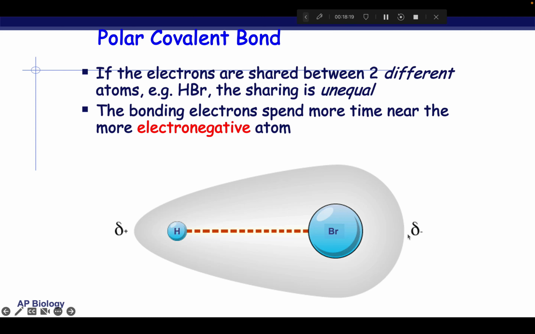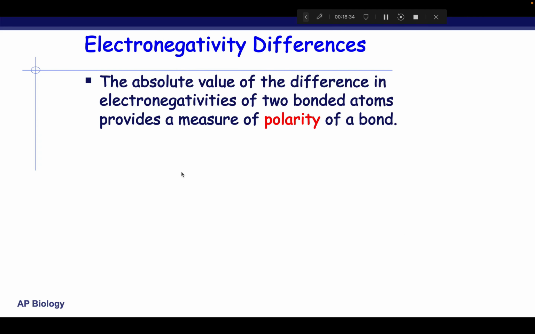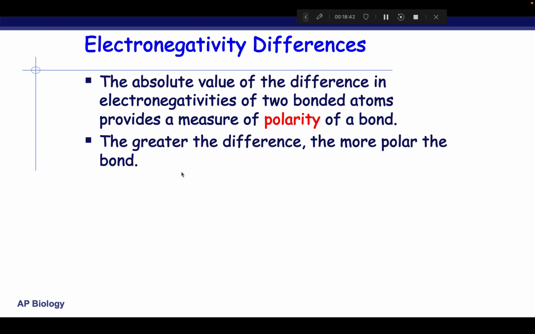So we call this a polar molecule because we can define a slightly positive side and a slightly negative side, just like there are two poles on a magnet, a north and a south. We can have a plus and a minus pole or side to this molecule, so we call it polar. So, the absolute value of the difference in electronegativities of two bonded atoms provides a measure of the polarity of a bond. The greater the difference, the more polar the bond.